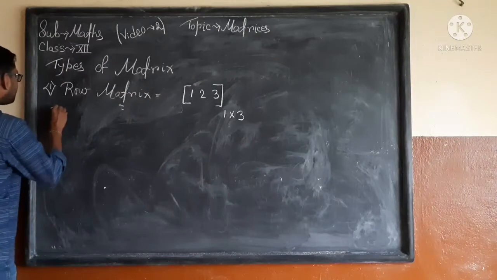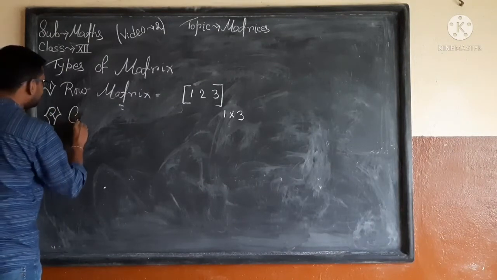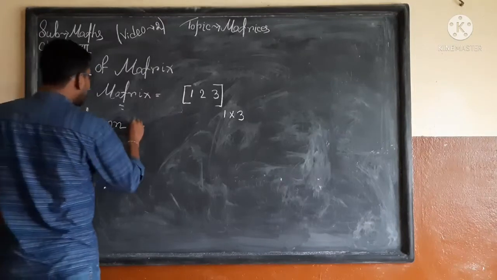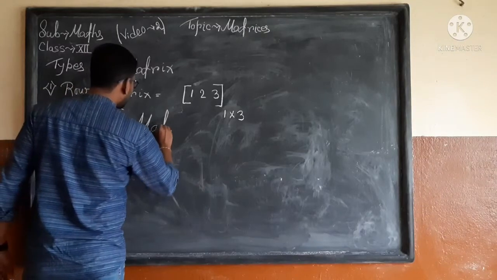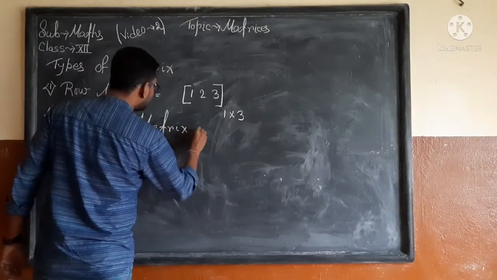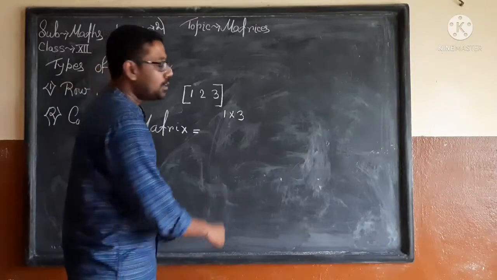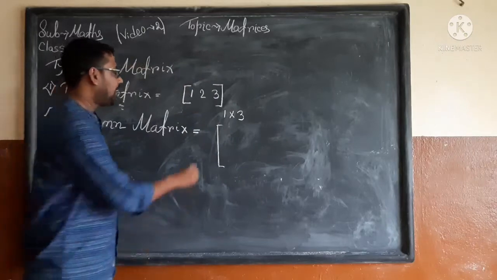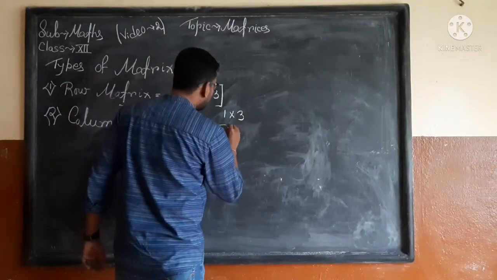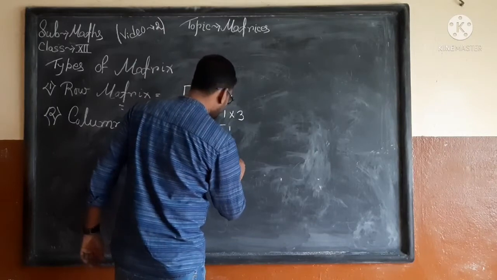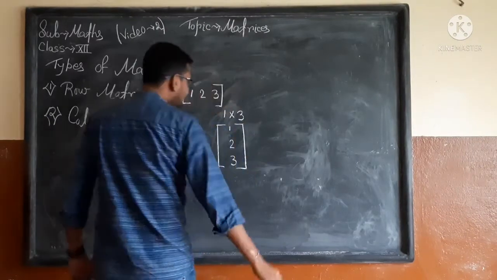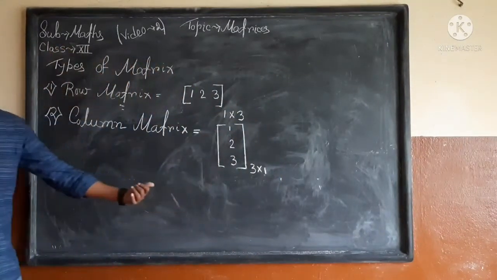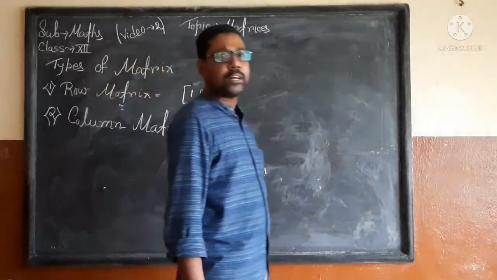Next, column matrix. When a matrix contains only one column, then this matrix is called the column matrix. The order of this matrix is 3 into 1, because this matrix has 3 rows and only 1 column.